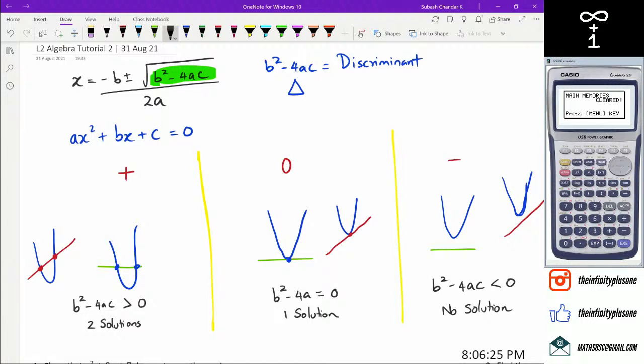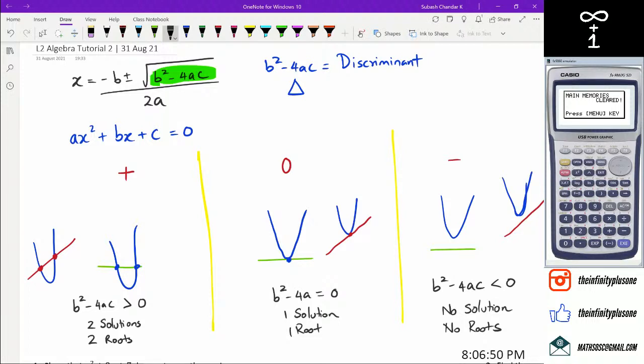Sometimes if it goes on the x-axis, you might see 2 roots, 1 root, and no roots. So for you guys, I'd strongly recommend you take a mental snapshot of this, because this is just something that keeps coming back again and again.